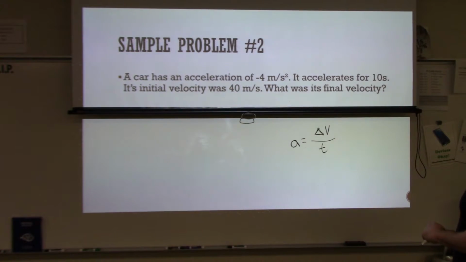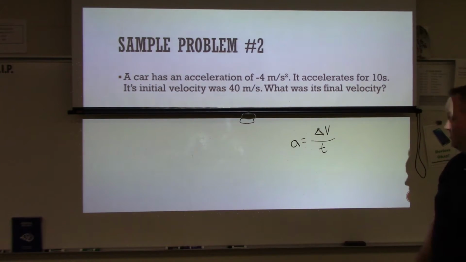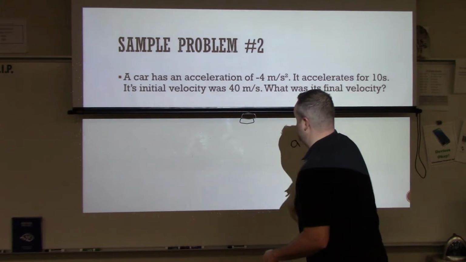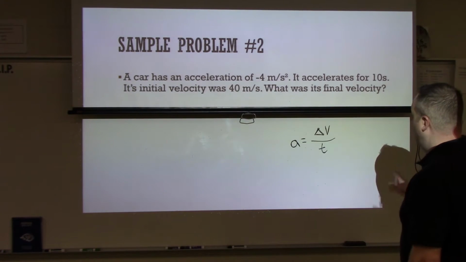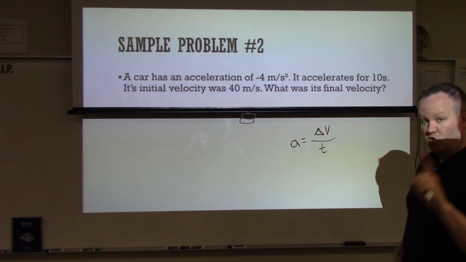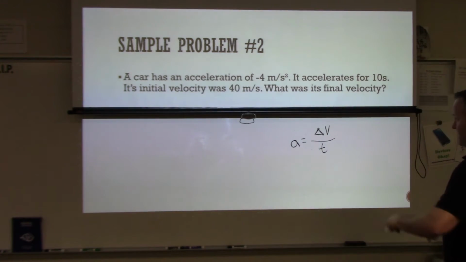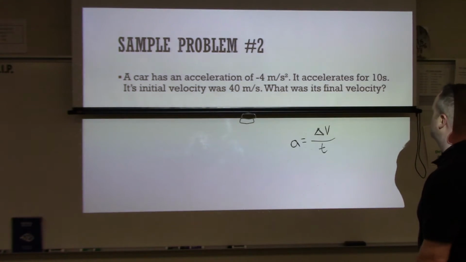Okay. All right. So a car has an acceleration of negative 4 meters per second squared. It accelerates for 10 seconds, or really we should say decelerates because it's getting slower. That number is negative. Its initial velocity was 40 meters per second. What was its final velocity? So you're going to have some problems like this. Let's kind of simplify this and talk about how we solve it.